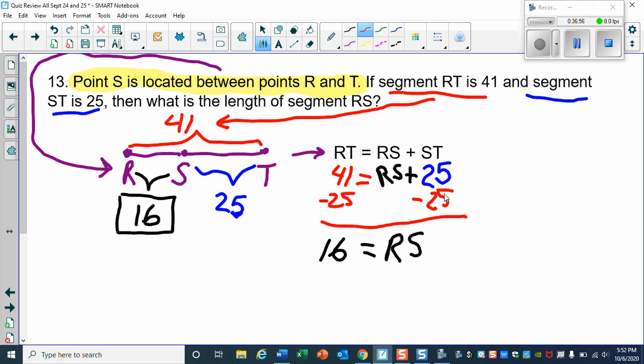So now, 41 equals RS plus 25. Think of RS as a big old variable. With the 25, we can subtract on both sides. So then what happens is, 41 minus 25 is 16. 16 is RS. So R to S is 16 units.